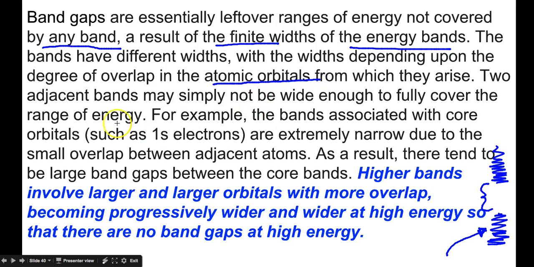So, very important: two adjacent bands may not simply be wide enough to fully cover their range of energy. So this might be a 2p and this might be an s right here. For example, the bands associated with core electrons are extremely narrow due to the small overlap between adjacent atoms. So we know that n equals 1. Those are tiny, tiny orbitals, so their overlap is going to be so small compared to bigger orbitals. Therefore, they have, of course, a smaller band, and that creates bigger gaps earlier on.